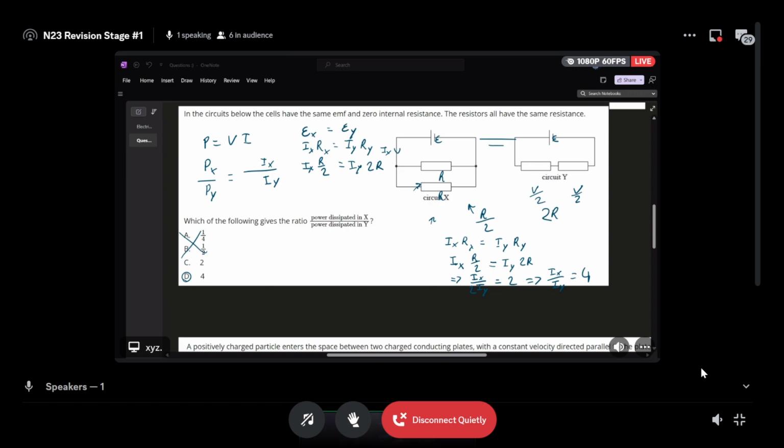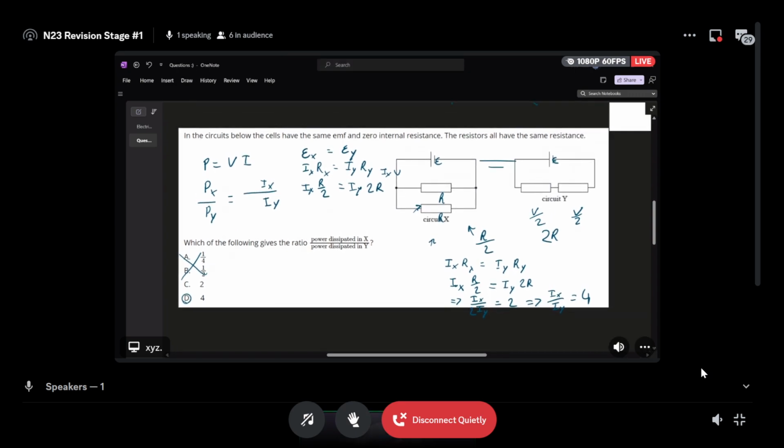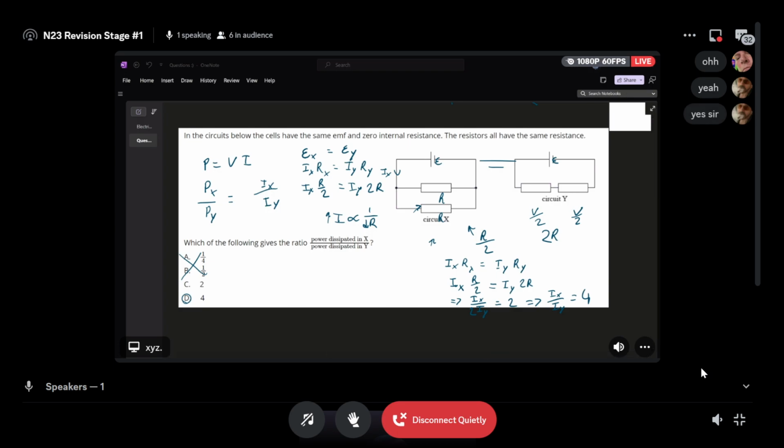Well, it goes back to this. The current in X is larger because EMFs are equal and the resistance in X is less. Current is inversely proportional to resistance. If the resistance in X is less, the current will be higher. Agree? Perfect.